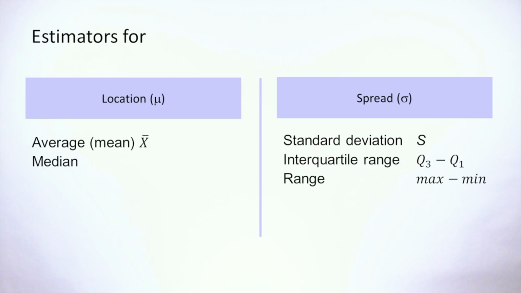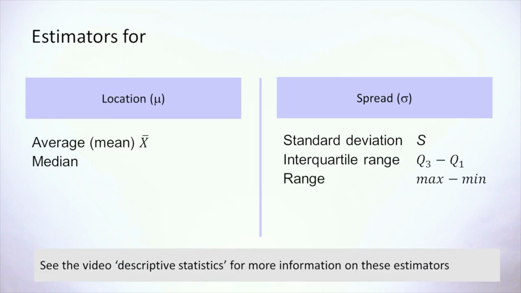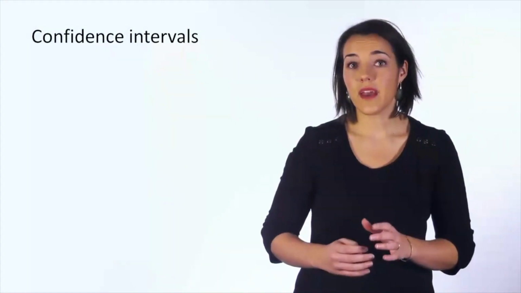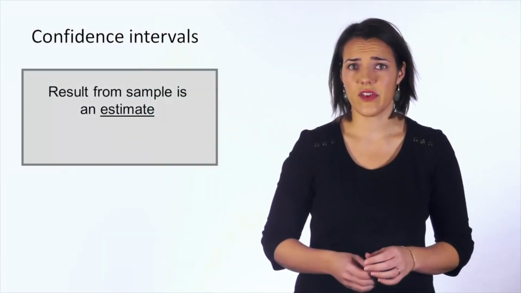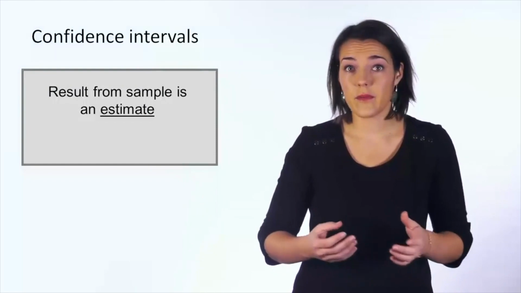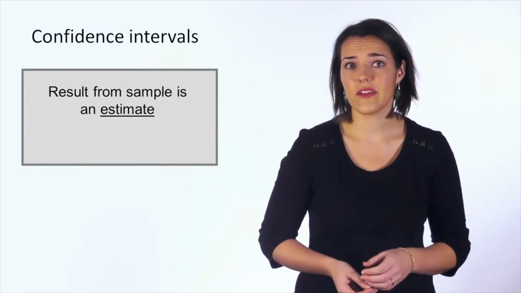The sample standard deviation is very precise as it uses all data values in your sample. However, just like the range, it can be sensitive to outliers. The interquartile range is more robust to outliers. For more details on these statistics, see the video Descriptive Statistics. For now, remember that you can use various estimators to obtain an estimate of the population parameters. Now that we have estimates for the population parameters, we can ask the question, how precise are these estimates? They are only based on 40 measurements, and that is not a very large sample.